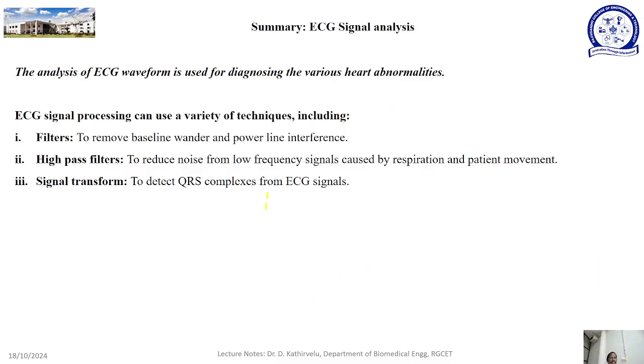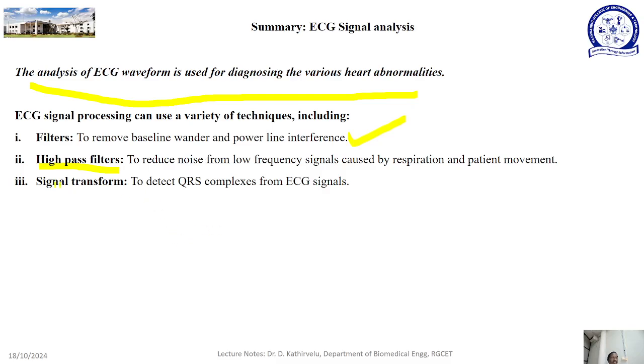In short summary, the analysis of ECG waveform is used for diagnosing various heart abnormalities. What does ECG signal processing involve? It involves filters, to remove the baseline wander and power line interferences. It requires high pass filters. We know that low frequency information is vital, or wanted information. High frequency information is always noise. So we need to use appropriate high pass filters to reject the unwanted noise that is present over there.